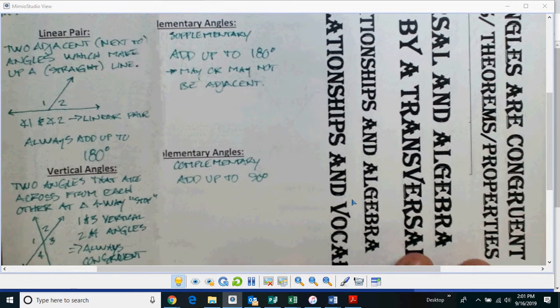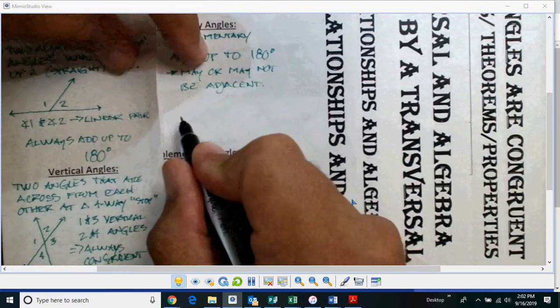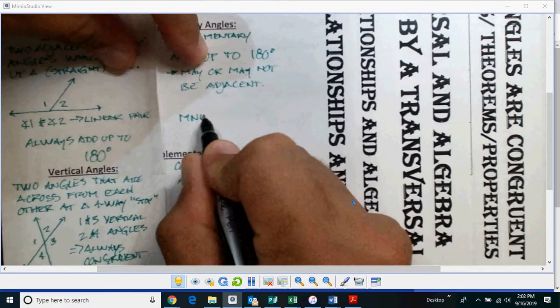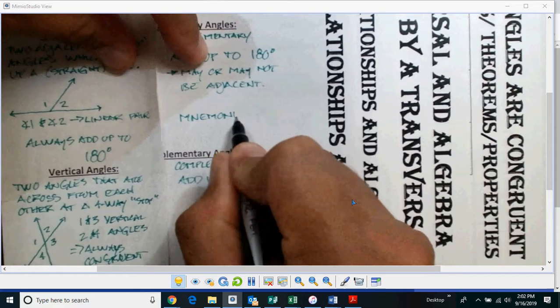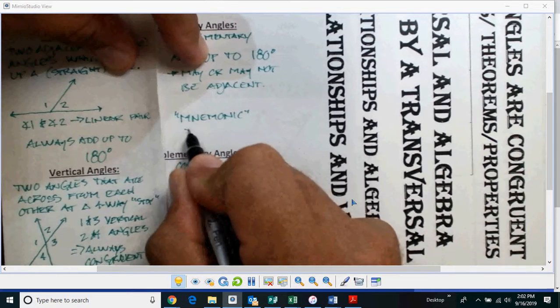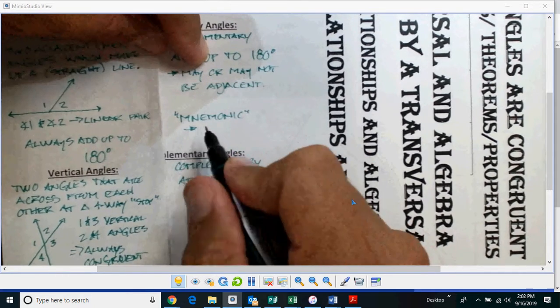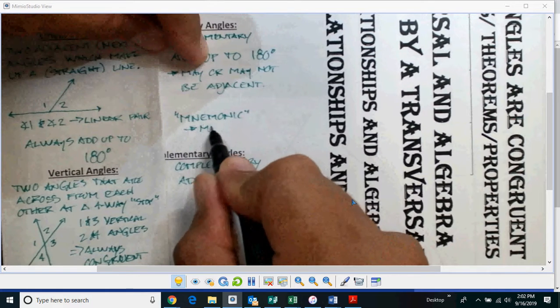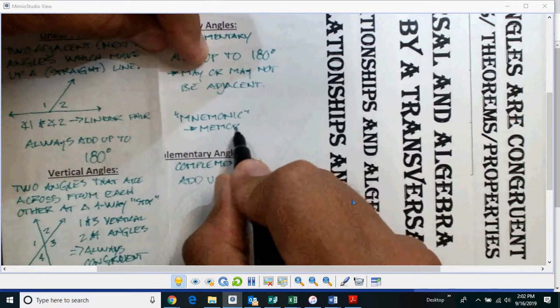Hey, in case you get stuck and can't remember which is which, we have a handy little mnemonic. You guys know this word mnemonic? What letter do you think the word mnemonic starts with? Starts with an M. Is the M silent? Yes. A mnemonic is a memory trick.